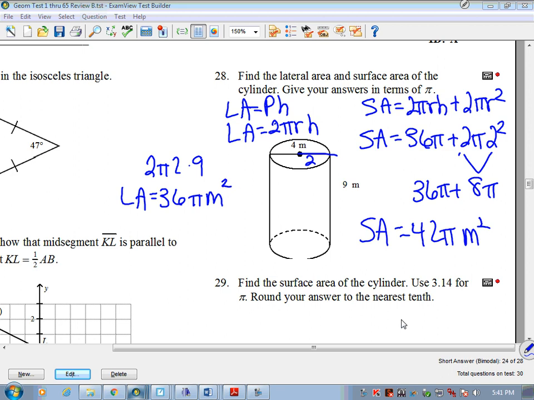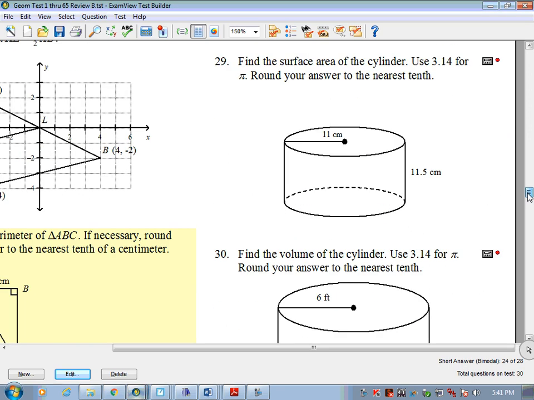Let's check our answer on this. Lateral area 36 pi meters squared. Surface area 44. I thought maybe I messed that up. Can't add in my head sometimes. 44 pi meters squared. 36 plus 8 is 44. Okay, that's 28. Let's come down to 29.